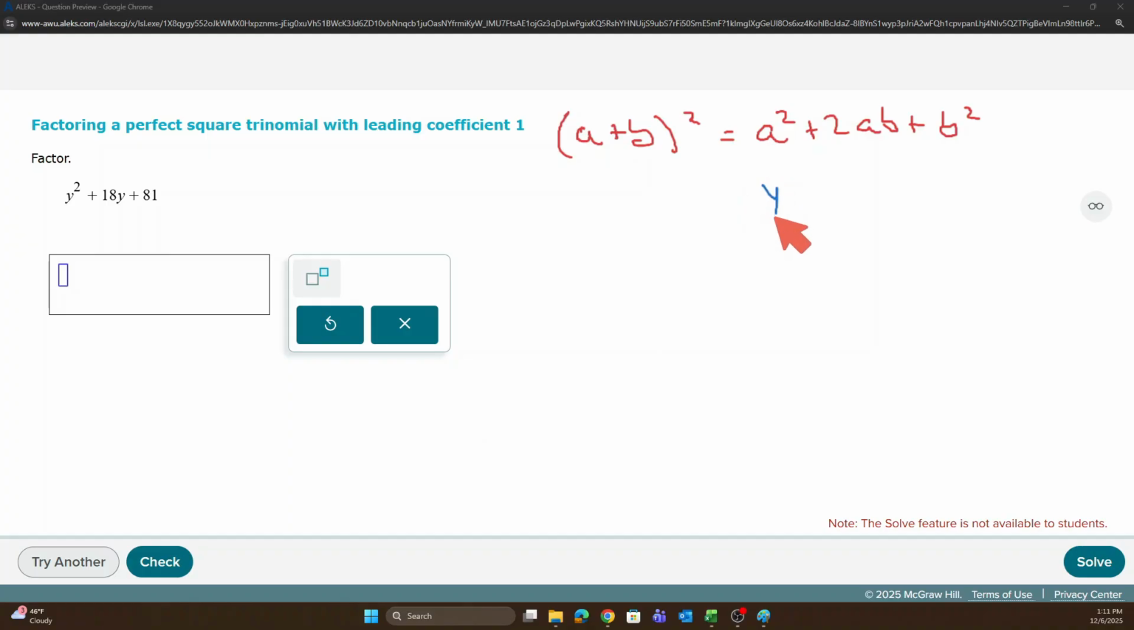we have that the first term is y squared, and the last term is 9 squared. And if we check the middle, we see that this is 2 times 9 times y, which is our 18y. And this tells us that this is simply y plus 9 squared. So because it's a perfect square trinomial, it'd be best for you to put it in like that.